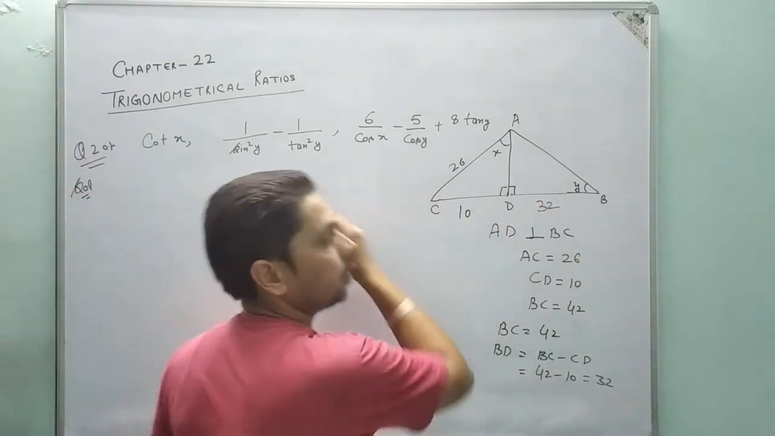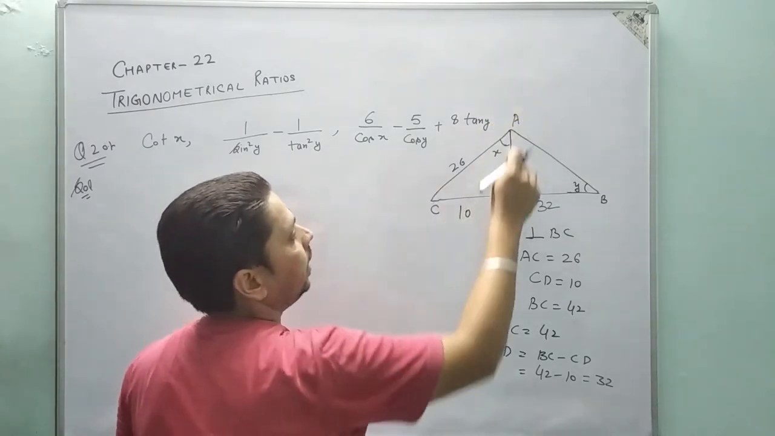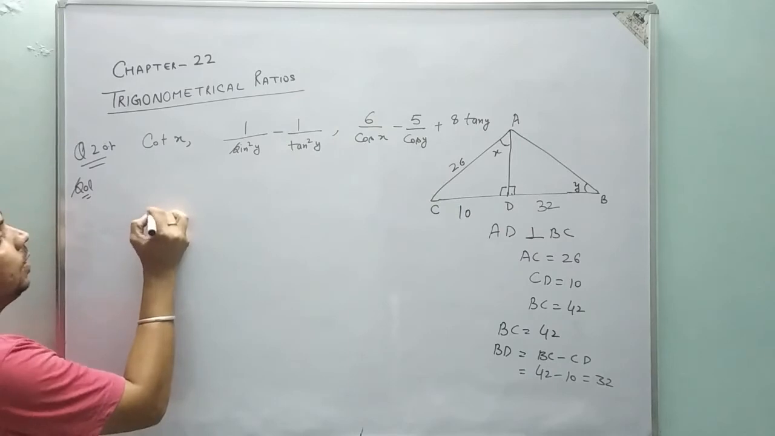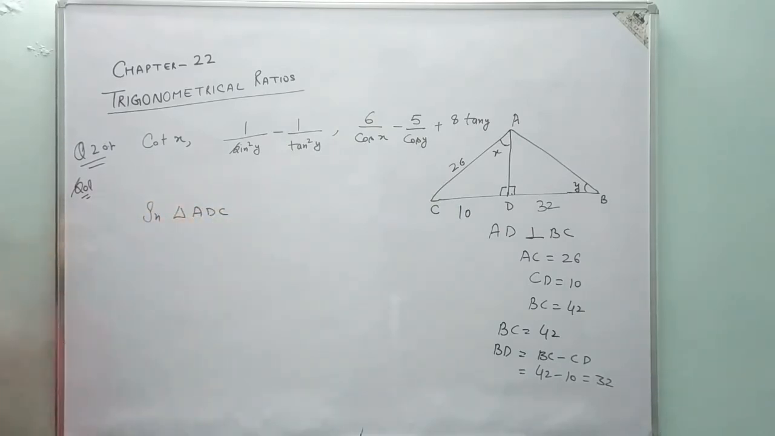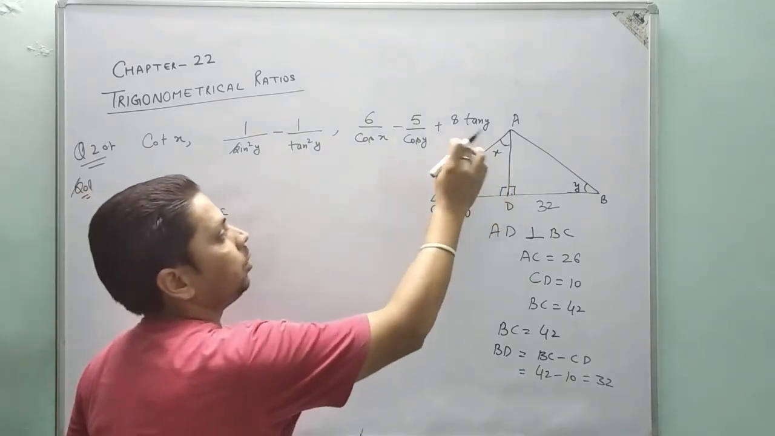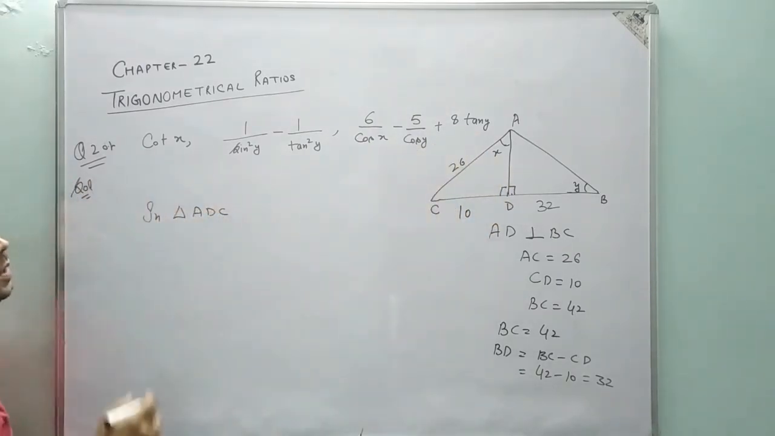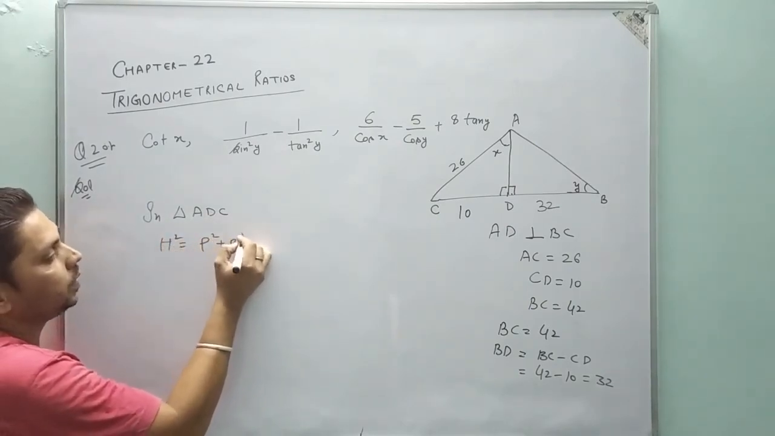So BD is 32. First take the right angle triangle ADC. In triangle ADC, find AD. Side opposite to this, that will be your hypotenuse. So hypotenuse square is equal to P square plus B square.